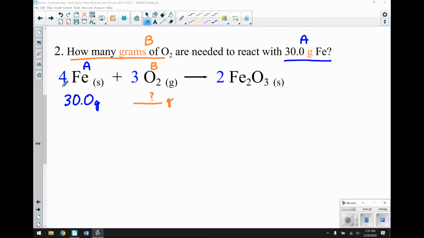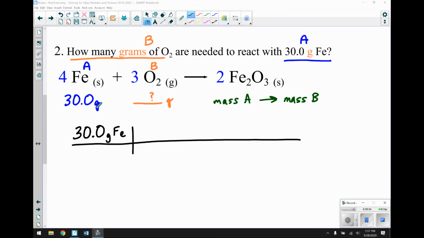So I've determined my A, my B. I've looked at my units for A and for B. And so I'm going to diagnose this as a mass of A to mass of B stoichiometry problem. Mass of A to mass of B. Again, when I think of mass, I think of molar mass. So I'm probably going to need the molar mass of substance A, iron. I'm going to need the molar mass of substance B again, oxygen.